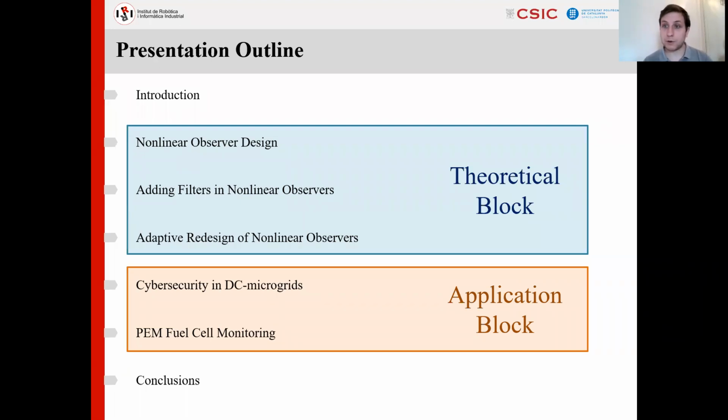Then I will focus on the practical applications that have motivated this new theory. First, I will solve a cybersecurity problem in DC microgrids and a monitoring problem in PEM fuel cells.